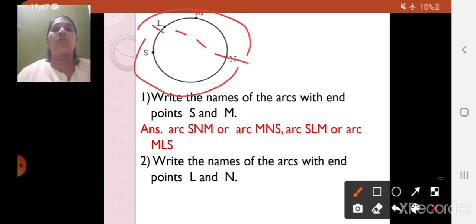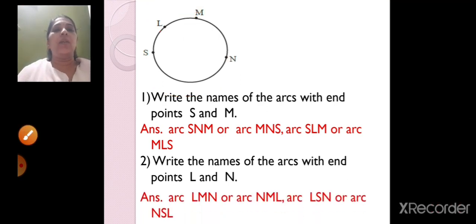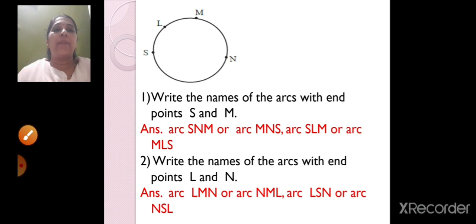Right, children? So your first arc will be L, M and N and your other arc will be L, S and N. So write it down, arc LMN or arc NML and arc LSN or arc NSL, right?